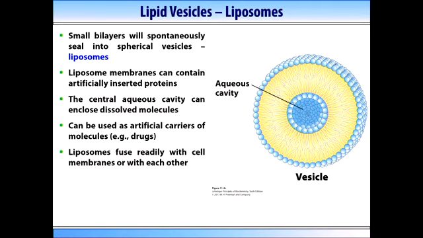But essentially, or it's more accurate to say that topologically, most of the cellular membranes, for example the membrane around a vesicle inside the cell, right? Topologically, it's the same as a liposome. So these are small bilayers which spontaneously turn into a spherical shape. Liposome membranes can contain artificially inserted proteins.